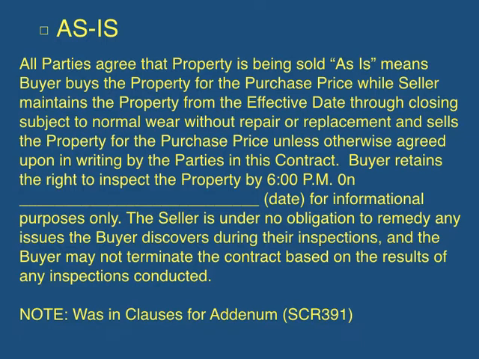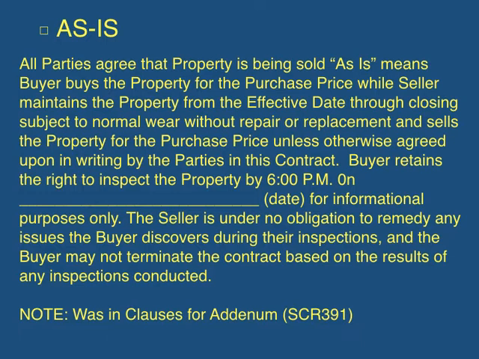Informational purposes only. The seller is under no obligation to remedy any issues the buyer discovers during the inspections, and the buyer may not terminate the contract based on the results of any inspections conducted. This says the buyer may not terminate based on the inspections. So if somebody is signing this as-is section, they need to realize that they are buying it as-is.